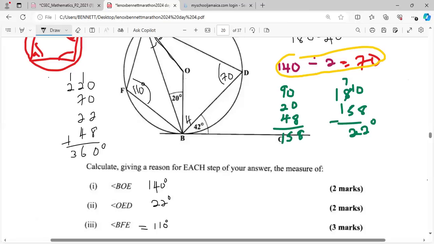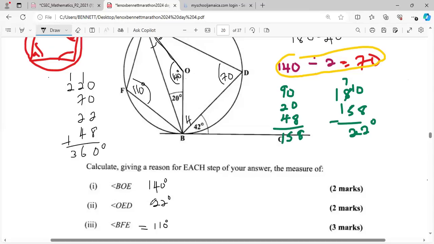Yeah, but they want the reason. Because see, they are giving a reason, so we can't just write 140. When I give BOE a 140, you give angles in a triangle, because that's what you could use to get that. Angles in a triangle add up to 180. So you give them the reason.